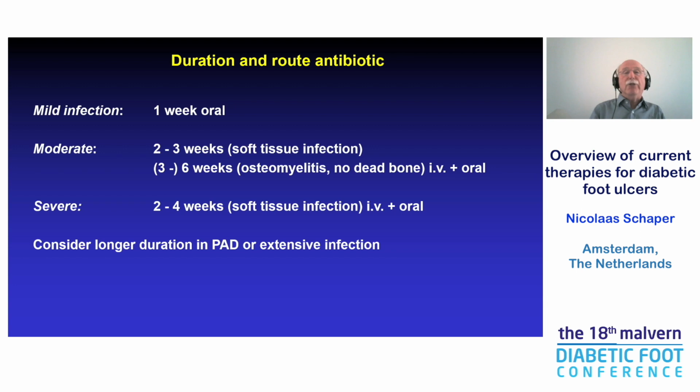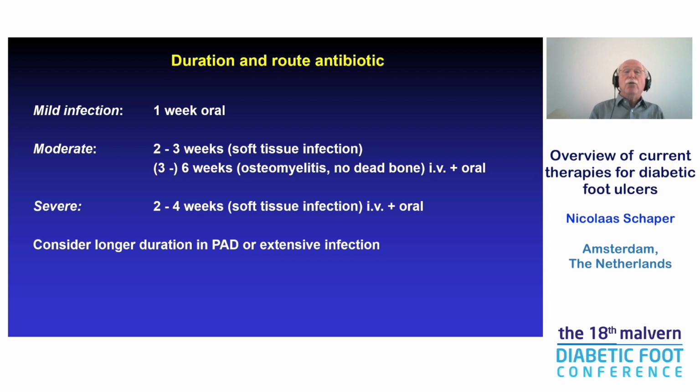So how long do we have to treat? Well, duration and route of antibiotics: in mild infection, 1 week oral with a small spectrum is usually enough. Moderate, usually 2 to 3 weeks in case of soft tissue infection. And of course, in case of osteomyelitis, longer, usually 6 weeks. But recently a study has been published by Gariani showing that actually 3 weeks might be sufficient if you have no dead bone. We still stick to the 6 weeks, but that study showed that we are treating osteomyelitis in shorter durations more progressively.